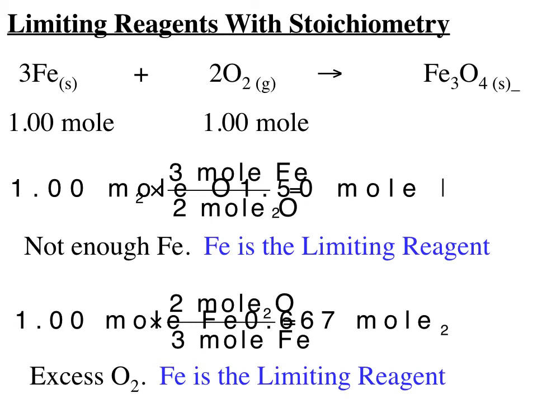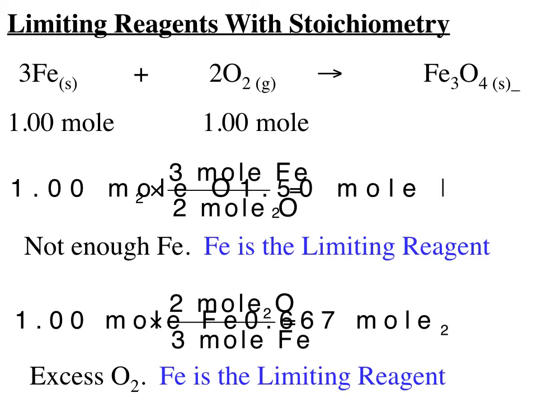Notice to balance this equation, I need 3 Fe's plus 2 O2's to make 1 Fe3O4. And let's suppose I put 1 mole of the iron and 1 mole of the oxygen into the pot. What I need to do is, it looks like in the previous example that would have been a stoichiometric ratio if the moles of Fe reacted 1 to 1 with the moles of O2.